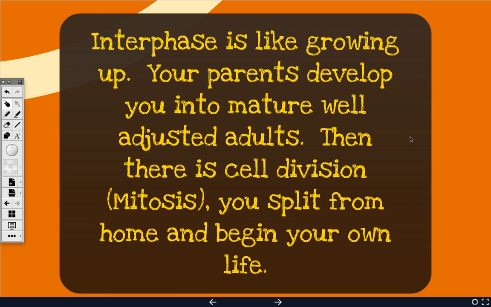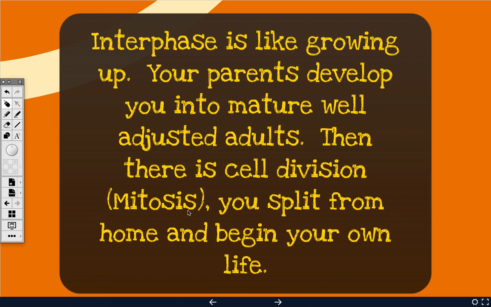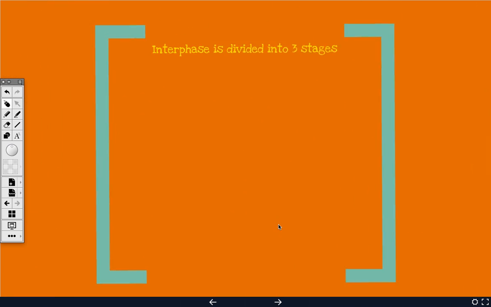Interphase is like growing up. So your parents usually develop you into a mature adult, and then there's a cell division, which is mitosis, and you can split from home. That analogy of you splitting from home and then beginning life on your own. So here's what that could look like.